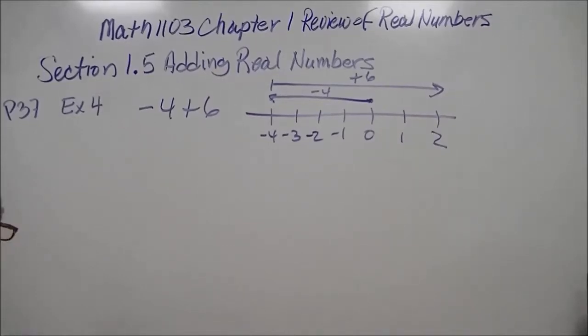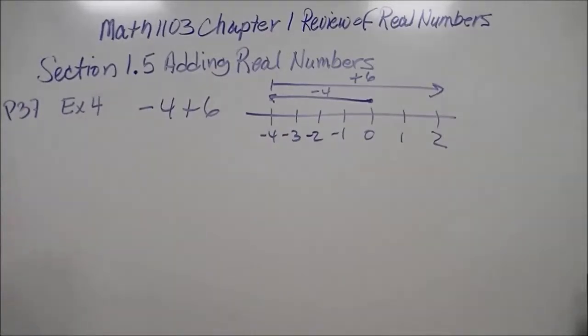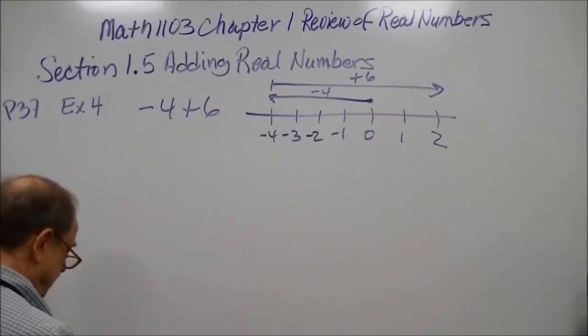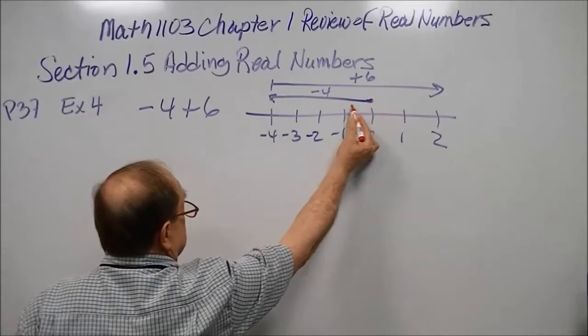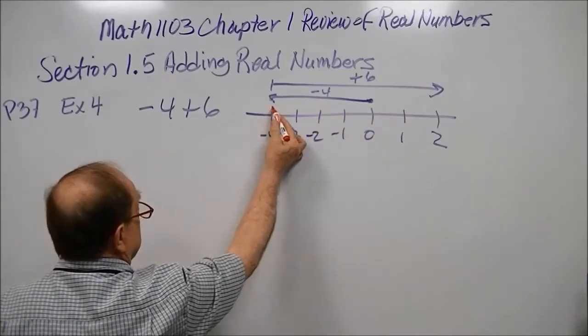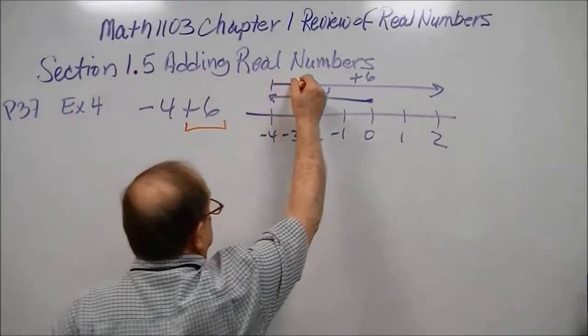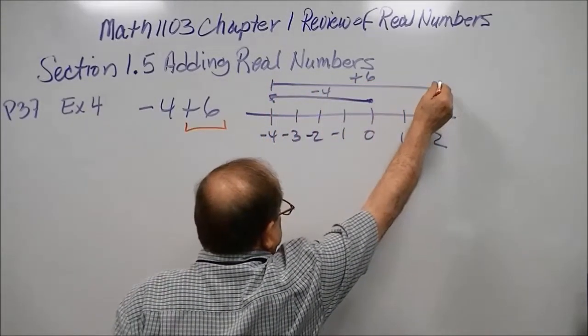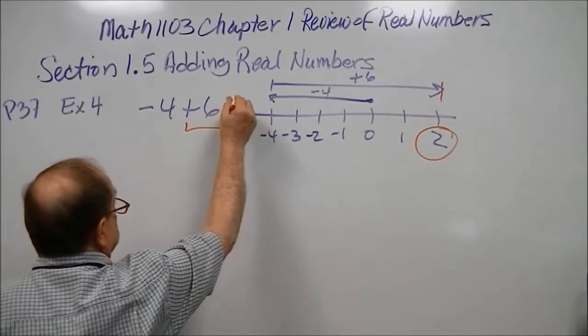Now as we go to example 4, notice that one is a negative term and the other is a positive term. And if we use the number line to illustrate this, we have our -4. We start at 0, we go down to -4, and then we're going to add a +6. So again, we go to the right 6 units, and we end up with a +2.